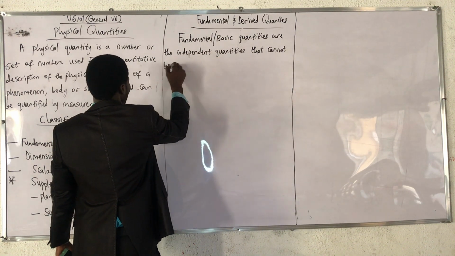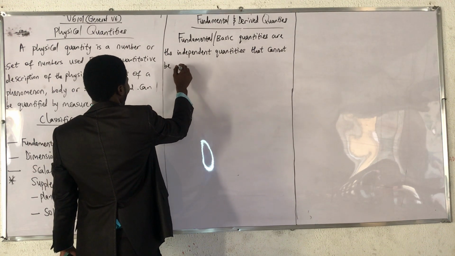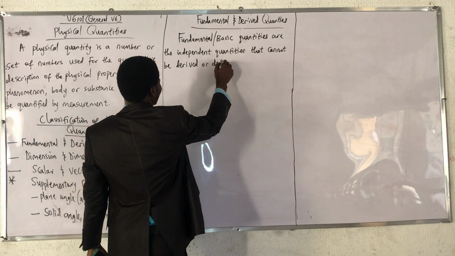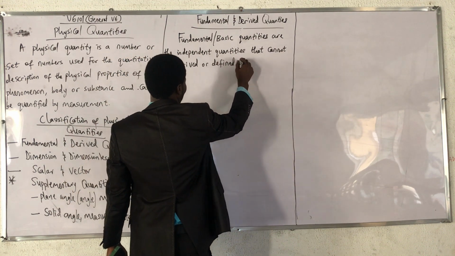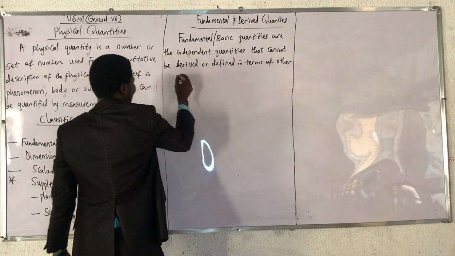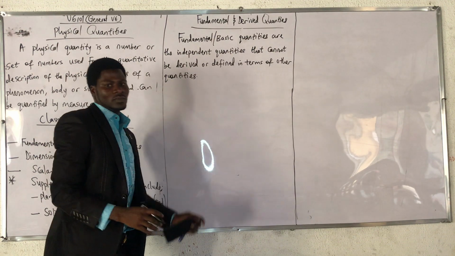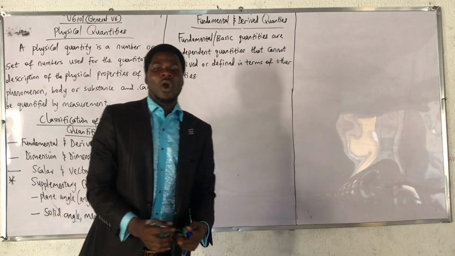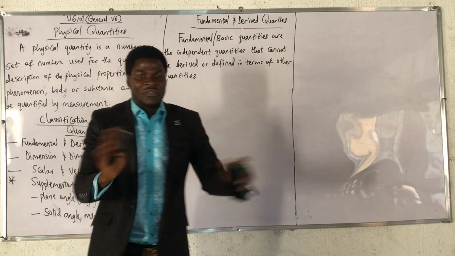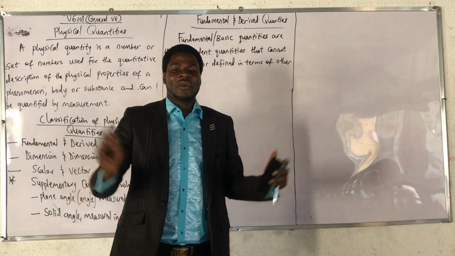that cannot be derived or defined in terms of other quantities. They are on their own. In fact, other quantities are obtained from them. They are the quantities that are independent of others and cannot be derived or defined in terms of other quantities.